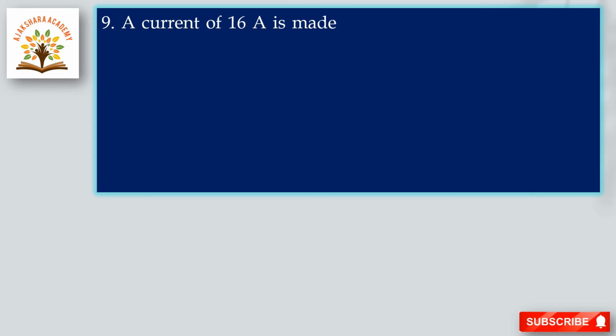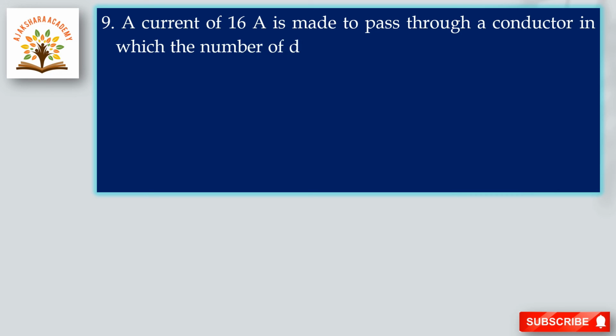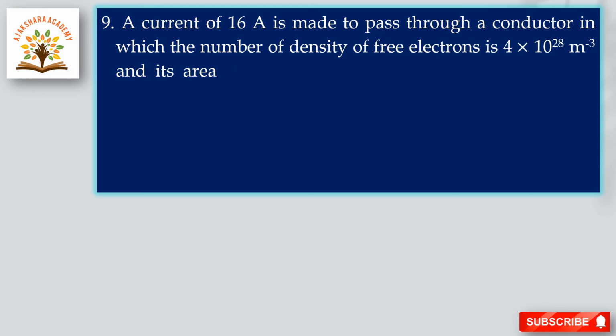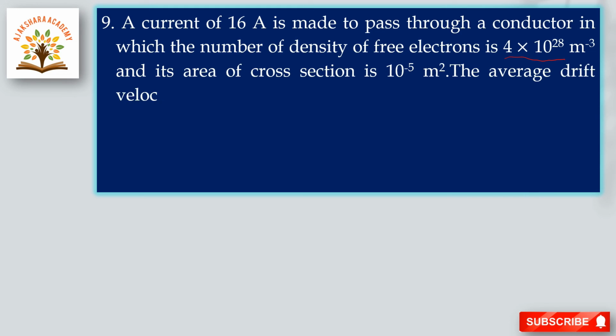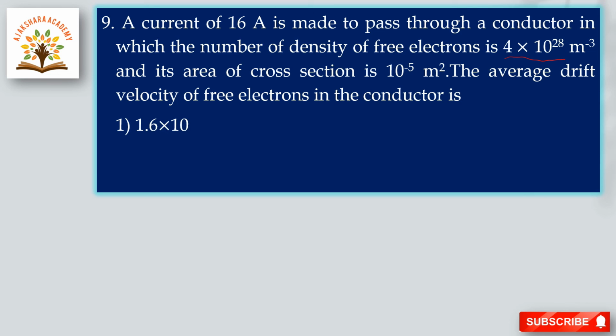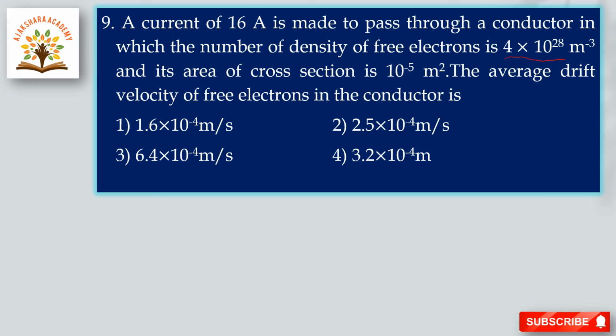A current of 16 amperes is made to pass through a conductor in which the number density of free electrons is 4 into 10 to the power of 28 meter to the power of minus 3, and its area of cross section is 10 to the power of minus 5 meter square. The average drift velocity of free electrons in the conductor is, here we have to calculate the average drift velocity. Now let us go to the solution.